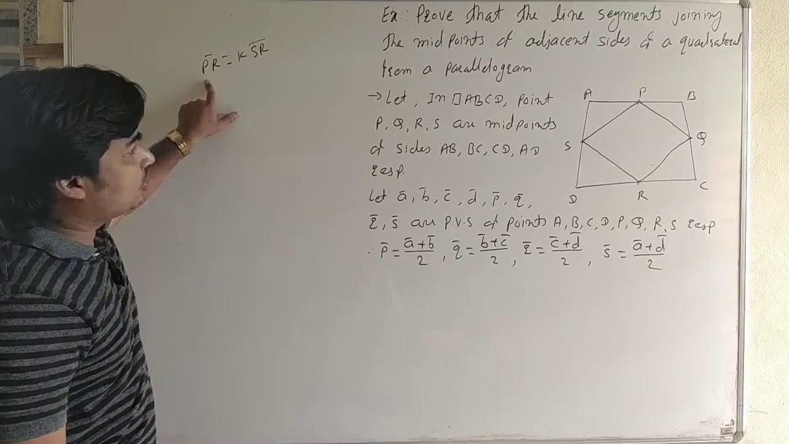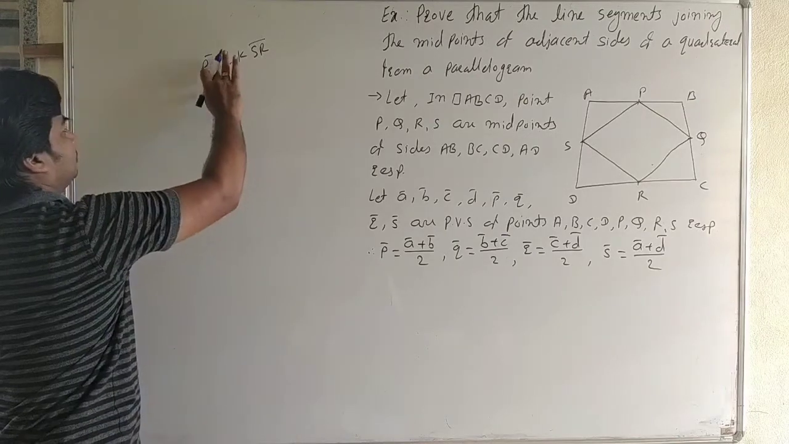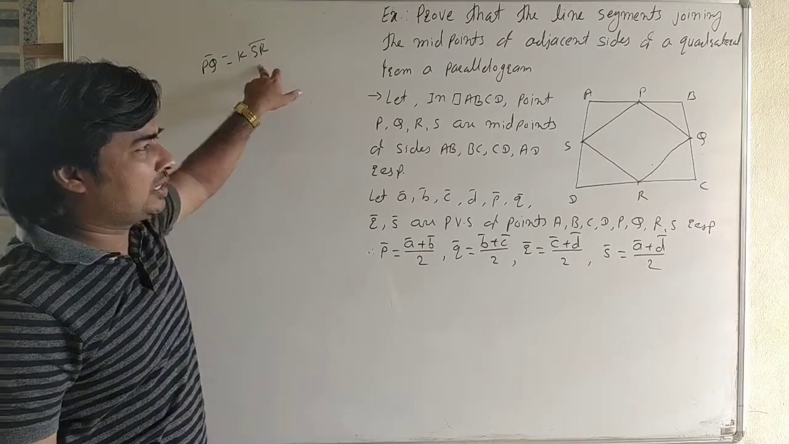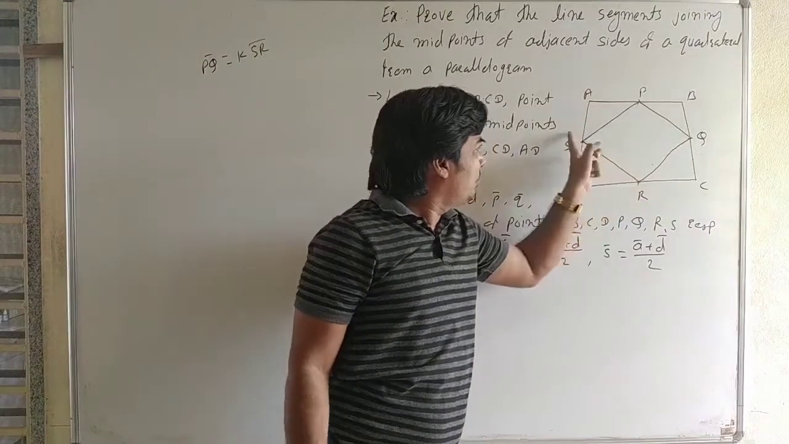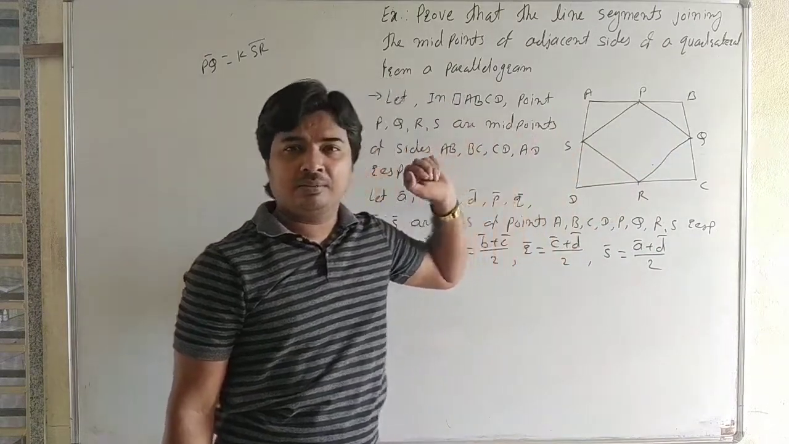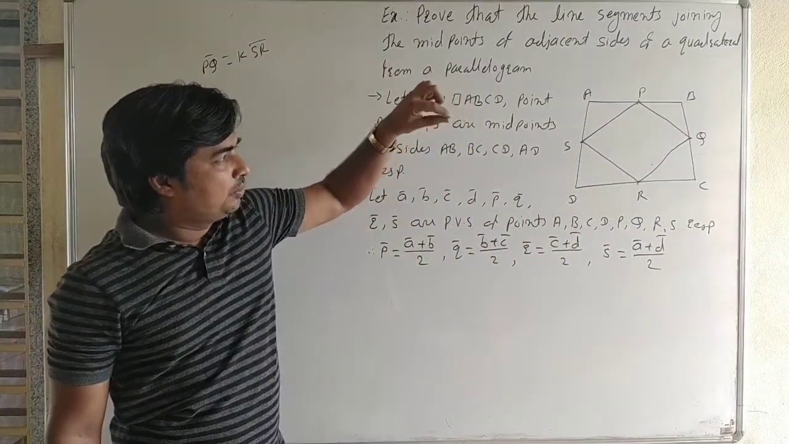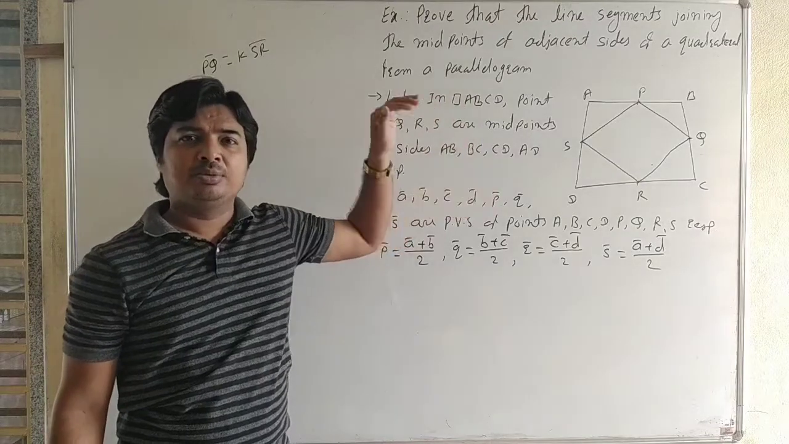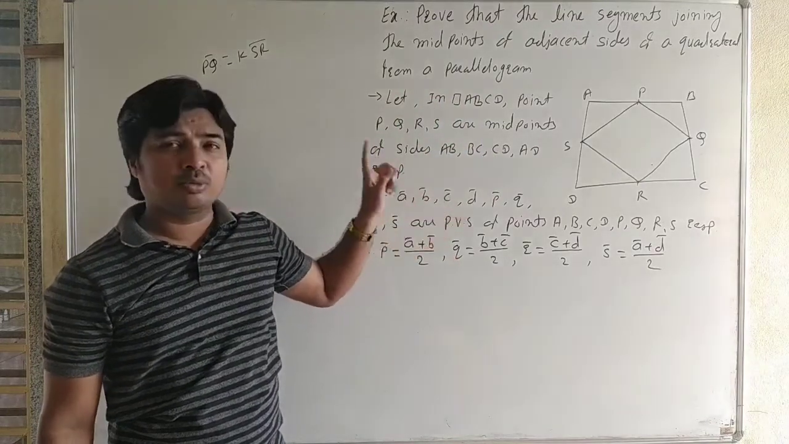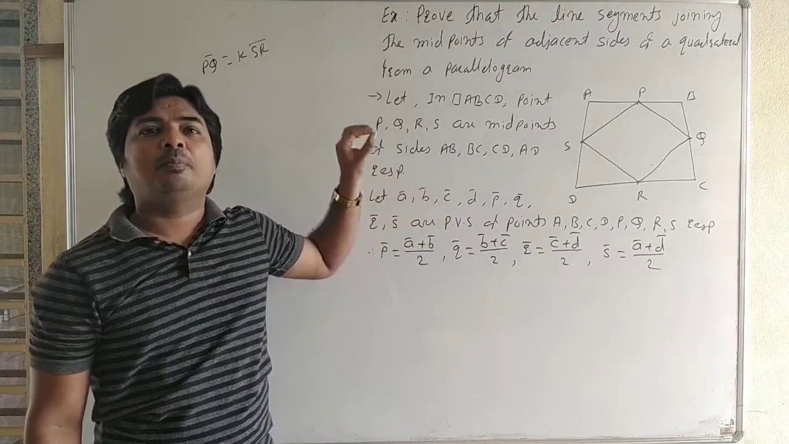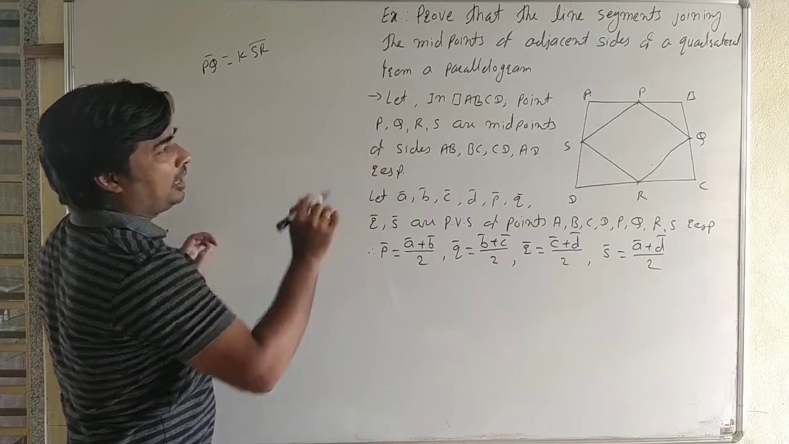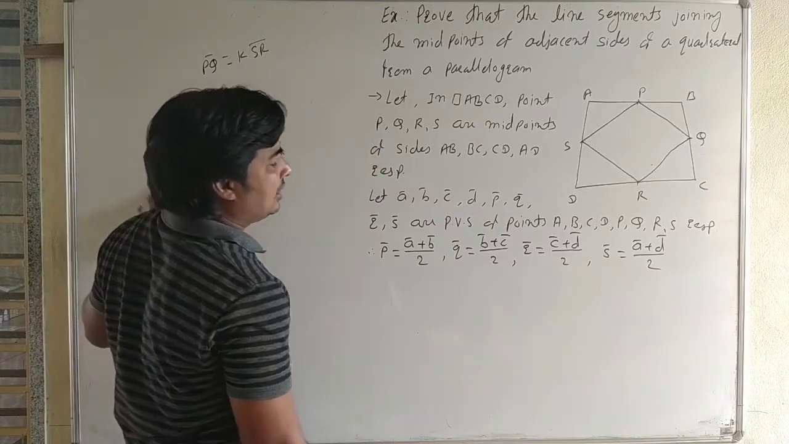That means PQ is a scalar multiple of SR. PQ is a scalar multiple of SR means PQ and SR are parallel. Therefore PQ and SR are parallel. Now here we have to find vector PQ and vector SR.